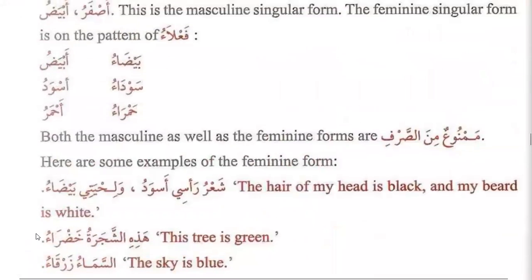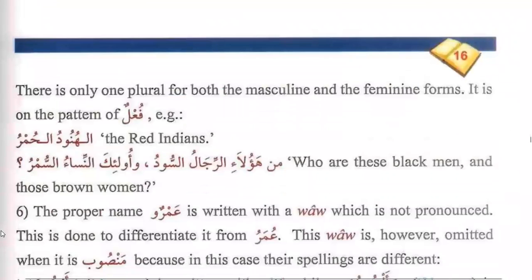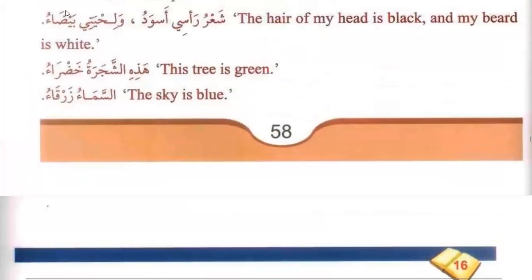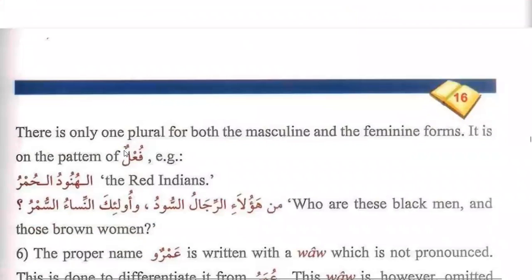What did you learn here? The masculine color name is abyadu and the feminine color name is on the pattern of fa'la'u. Okay. Both are mamnu min as-sarf. Then, what did you learn next? You learned that the plural is on the pattern of fulun. Okay. So the masculine singular color is af'alu. The feminine singular color is fa'la'u. And the plural of both masculine and feminine is fulun.